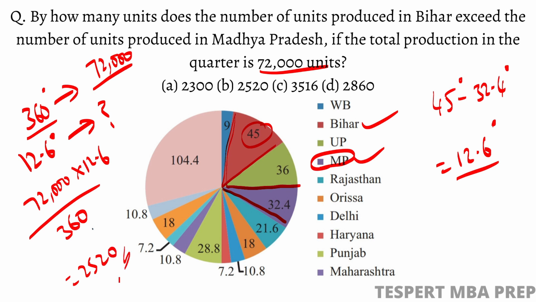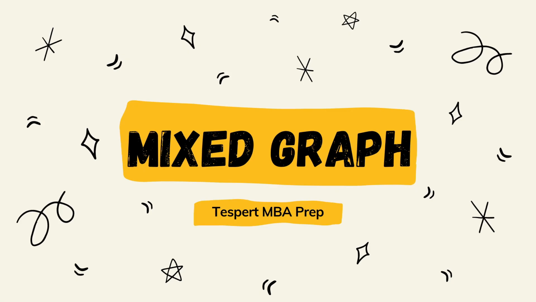So if the total production is 72,000 units, by 2520 units the production of Bihar exceeds the production of Madhya Pradesh, right? So the next type is mixed graph.